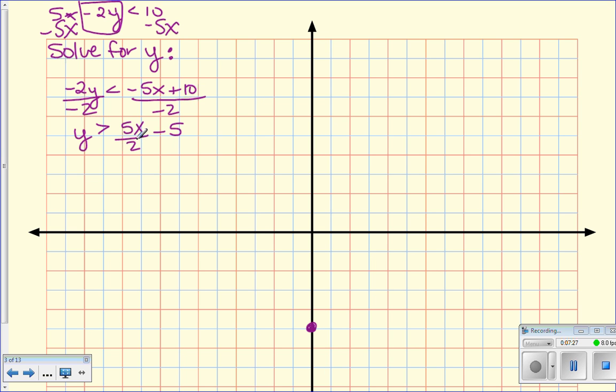a slope of 5 halves, so I'm going to go up 5, right 2. Up 5, right 2, and so forth. Now, because this is greater than, hopefully you guys remember the question: solid line or dotted line? Because there's no equal under here, we're going to use a dotted or a dashed line.